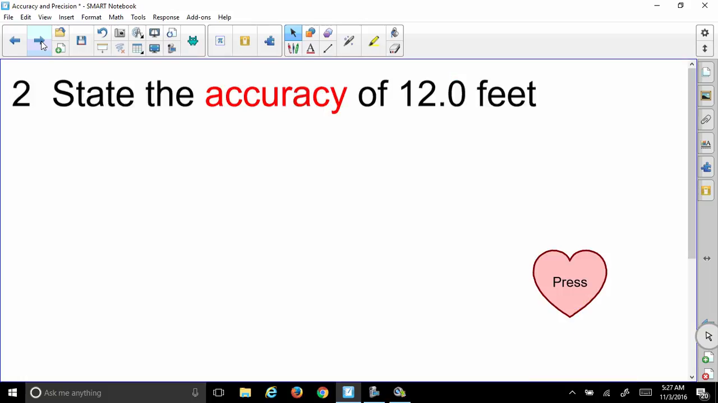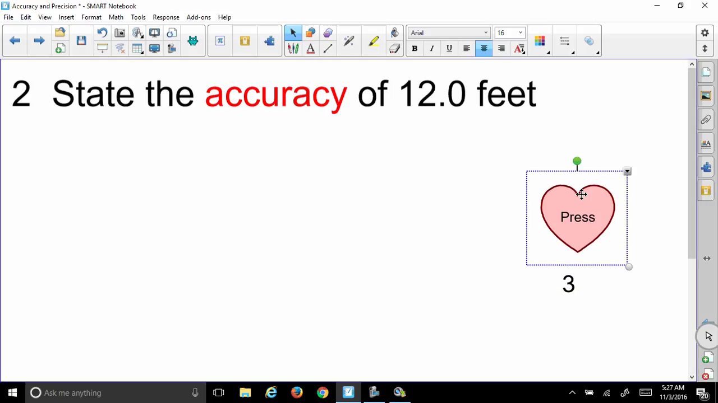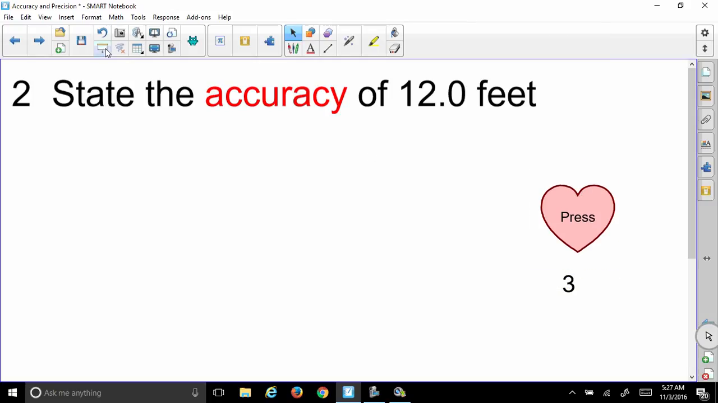So I have a few questions for you. So state the accuracy of 12.0 feet. If you remember accuracy, that's just a number of significant figures we have. So let's see, we got 12.0. So I have a decimal point. So there are 3 numbers here. So that makes this 0 included in my answer. So that would be 3. And 3 is correct. So it's just a number of significant figures.